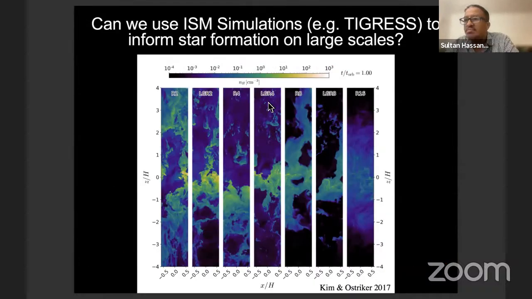We have made great progress in ISM simulations. This is one of them, the TIGRESS simulations, developed by Eve and Chang-Goo in Princeton. And this is really just a 1 kiloparsec scale, high resolution. You can think of one of these simulations as just a slab in the disk of a galaxy, right? You model the evolution of the gas at extremely high resolution, and we can't really resolve this on large scales unless quantum computing kicks in or something. It's very hard to resolve this small scale. So the question is, can we use recipes from here to inform modeling star formation on large scales? That's the game we are after.